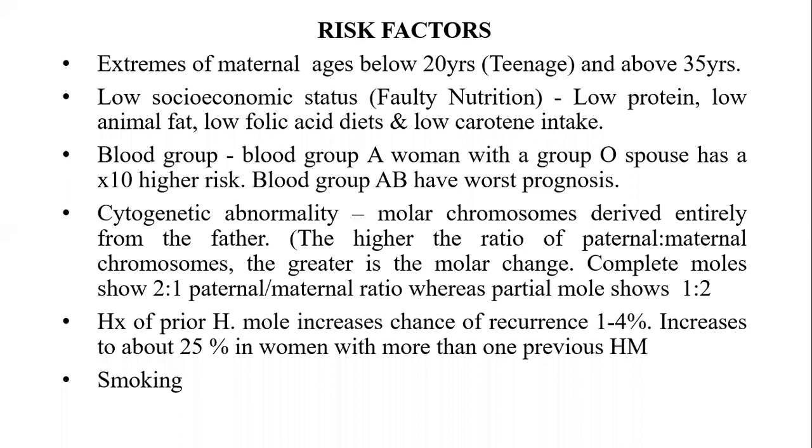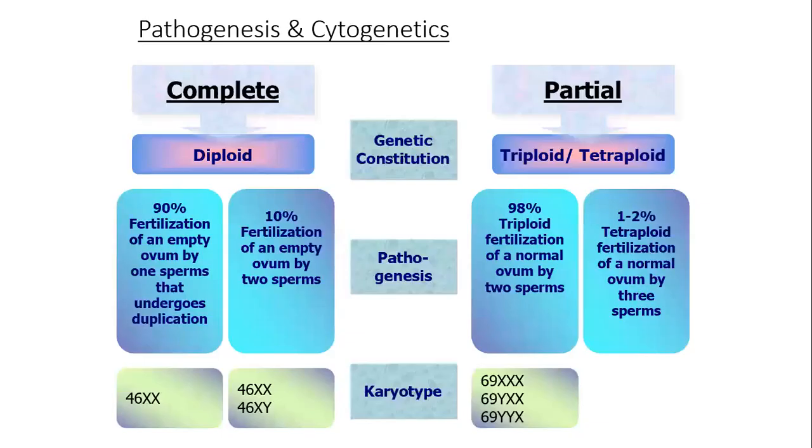Then another risk factor is genetics. Then also a history of prior H-mole increases the chances of recurrence. So the increase is about 25% in women with more than one previous H-mole. Then also smoking forms part of the risk factors.